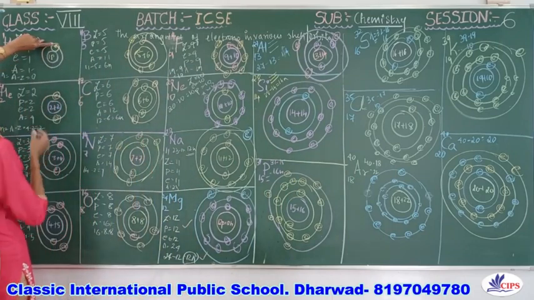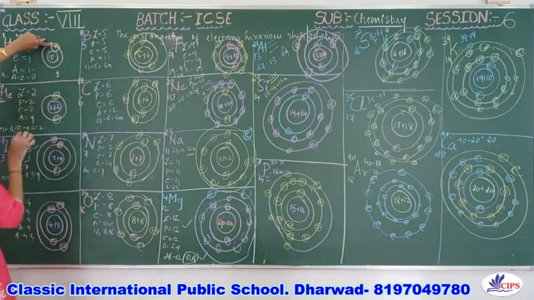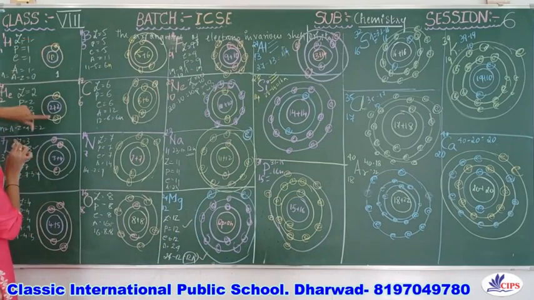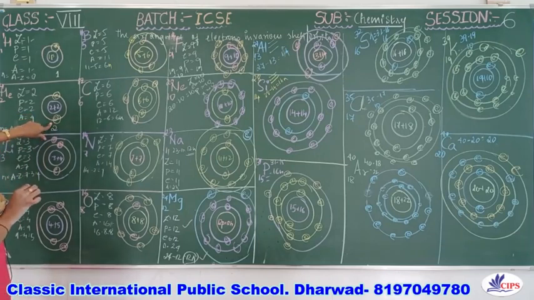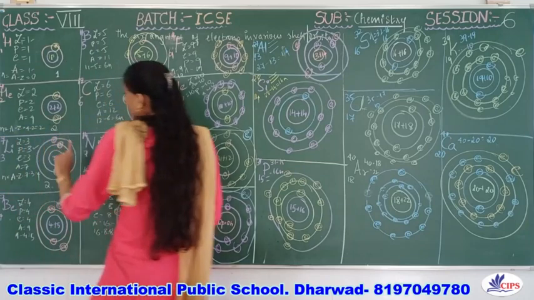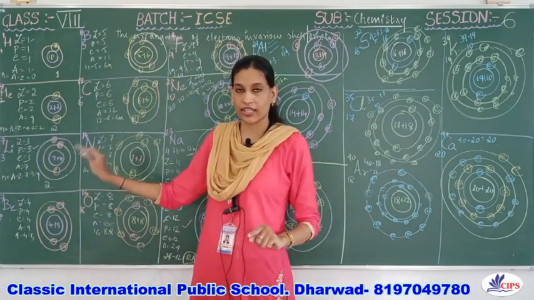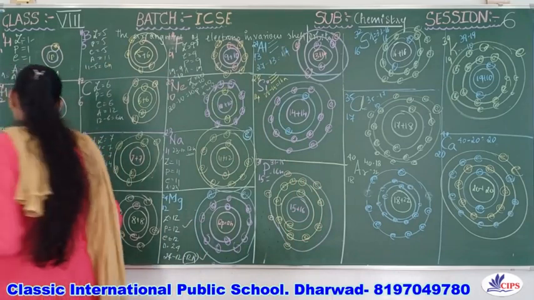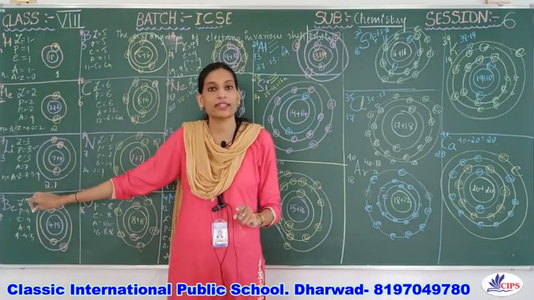K shell, how many electrons? 1. This means the electronic configuration is 1. Here K shell, how many electrons? 2. Electronic configuration is 2. Now, K shell 2 electrons, comma, we have to put a comma. Then after K shell, L shell, how many electrons? 1. So 2, 1 is the electronic configuration for lithium.